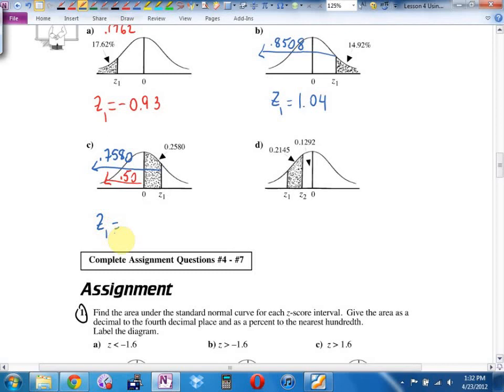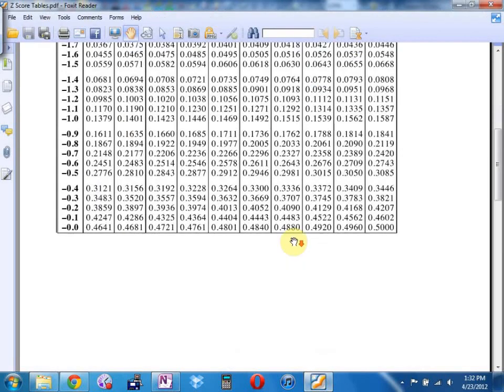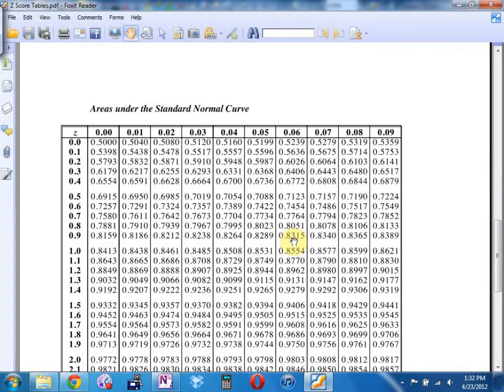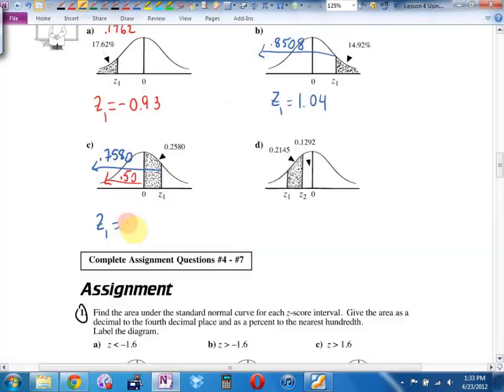What's Z1? From the chart. 0.75, 0.7. Oh, there it is, 0.7580. I couldn't find that for the life of me. 0.7580, 0.70. You okay with what we're doing, Zach? Get the chart out in front of you so you can convince me you're following along. Thank you.